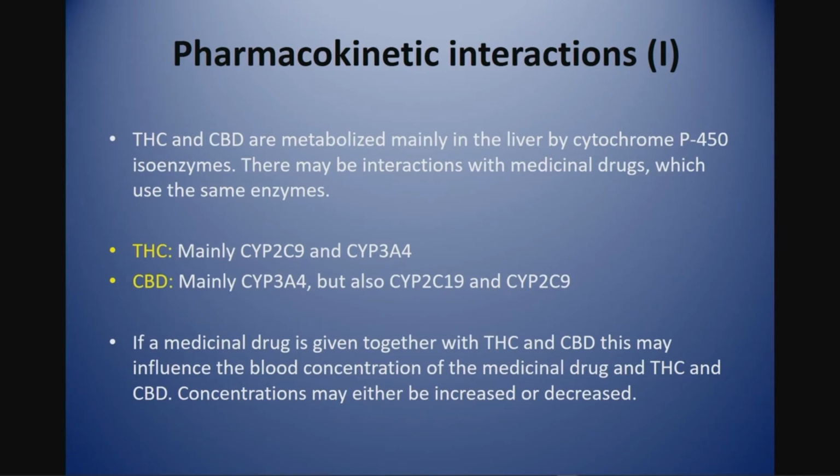THC is mainly metabolized by the isoenzymes CYP2C9 and CYP3A4. CYP3A4 is an isoenzyme which is used by many medicinal drugs. CBD is also metabolized by CYP3A4, but also by two other isoenzymes. If a medicinal drug is given together with THC and CBD, this may influence the blood concentrations of the medicinal drug and THC and CBD. Concentrations may either be increased or decreased. Now, please, the next slide, we will have a closer look at this issue.